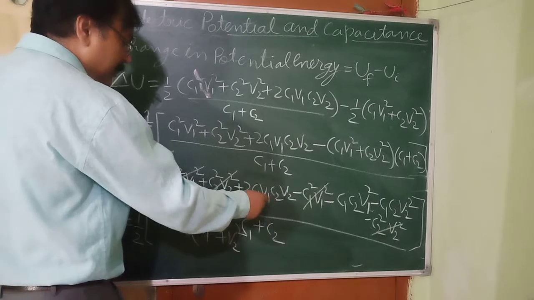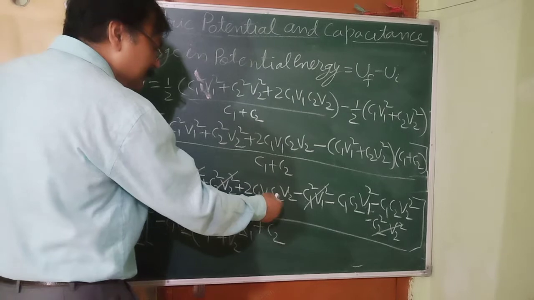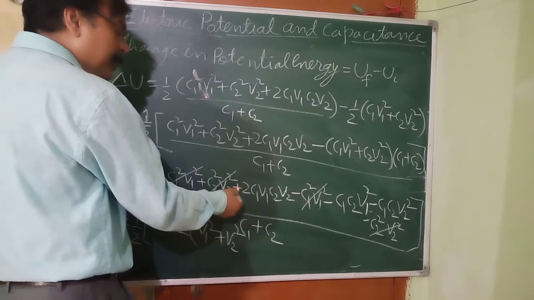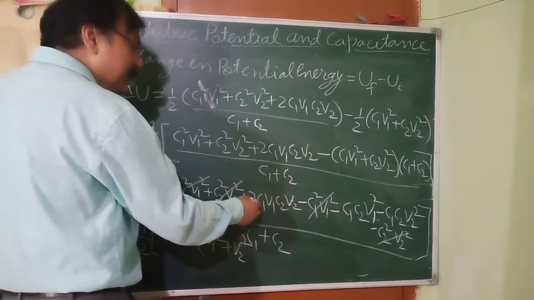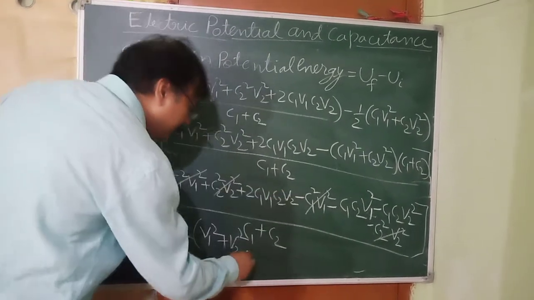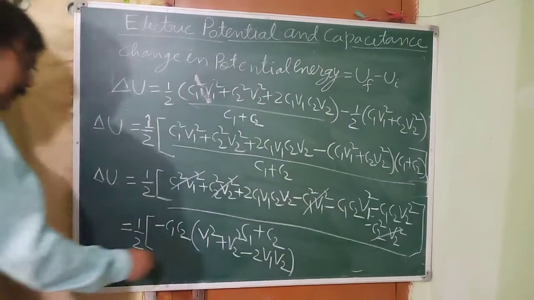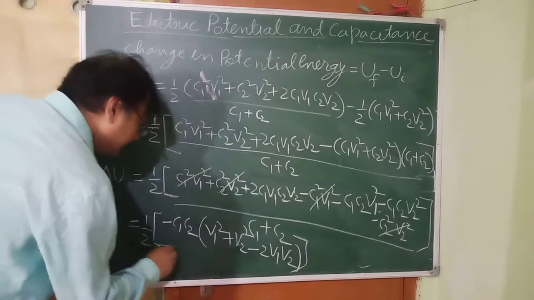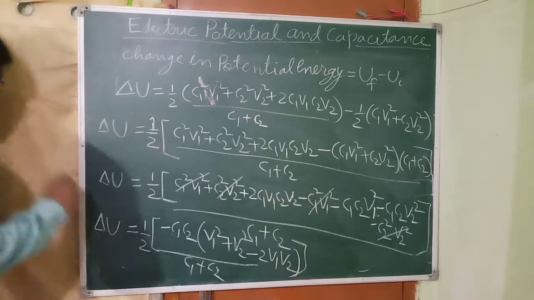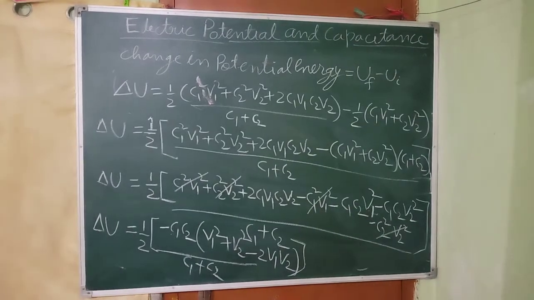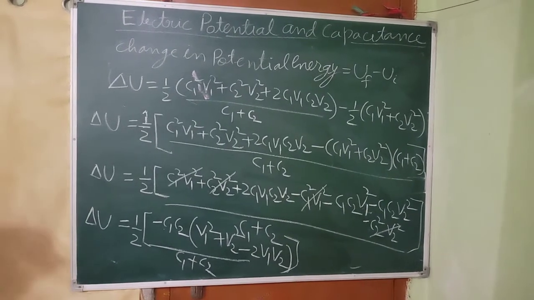Now from the middle term, it is already plus. If you take minus common out of it, you will get a negative sign. So C1 C2 also taken out, you are left with minus 2 V1 V2. That's what you will get. And in the denominator you have C1 plus C2. So minus C1 C2 is common, then you have V1 square plus V2 square minus 2 V1 V2.